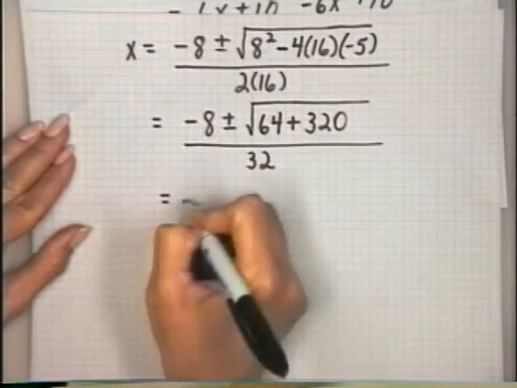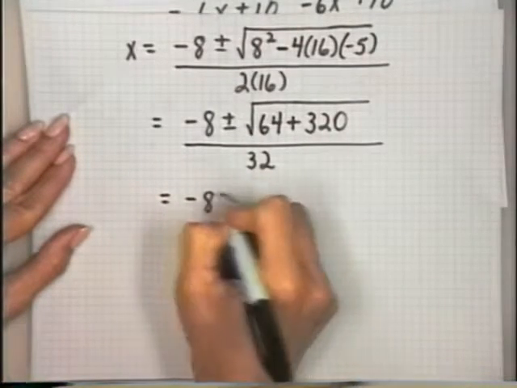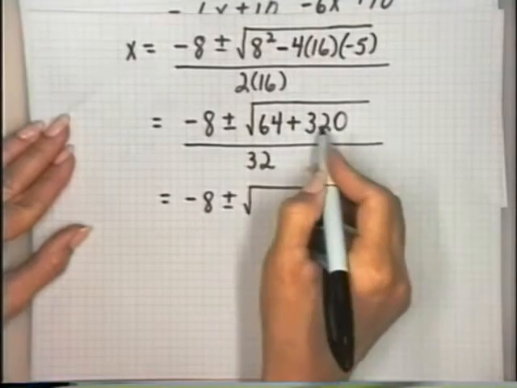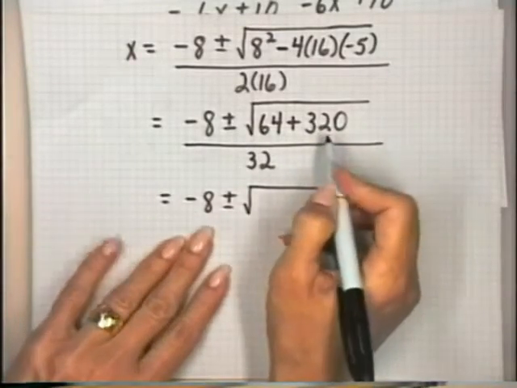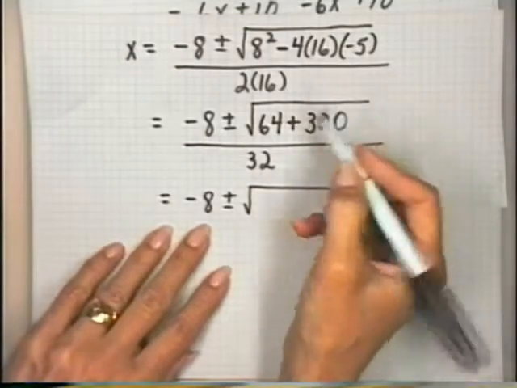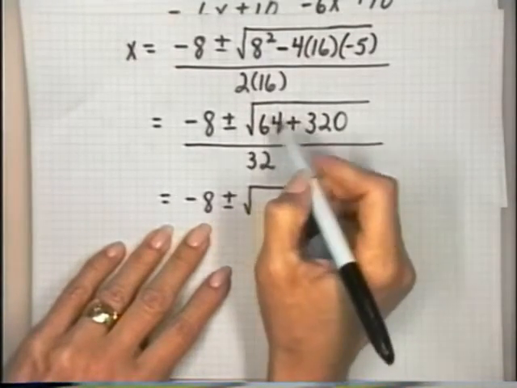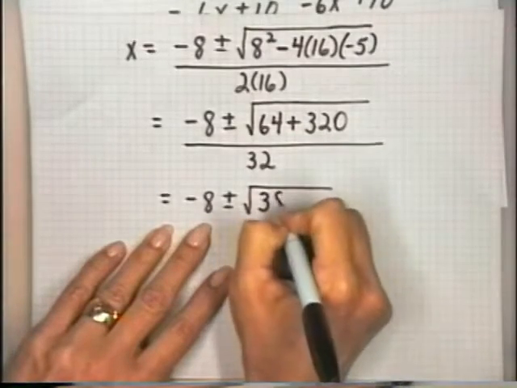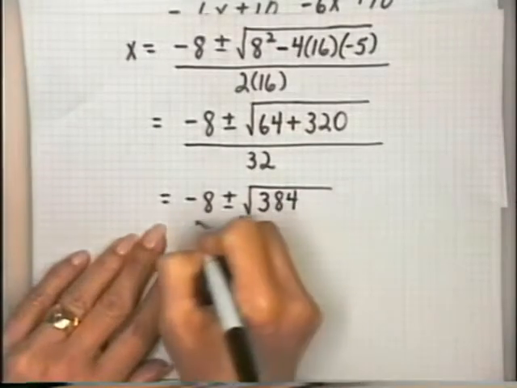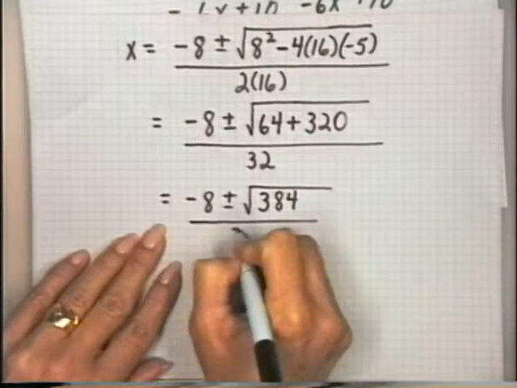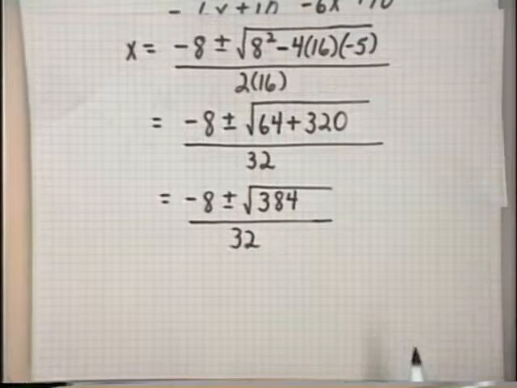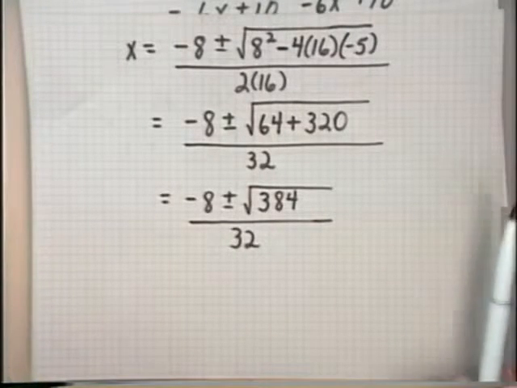So we will have a negative 8 plus or minus. Now we need to add these two numbers together before we try to simplify this square root. We'll have 64 plus 320, which would be 384, all over 32.